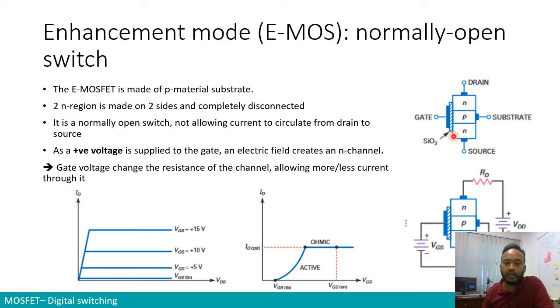to pass through it. So the gate voltage, just like in depletion mode, changes the resistance value of the channel. The more you apply, the larger the channel will be, and therefore the more current will be able to go through the drain and source.